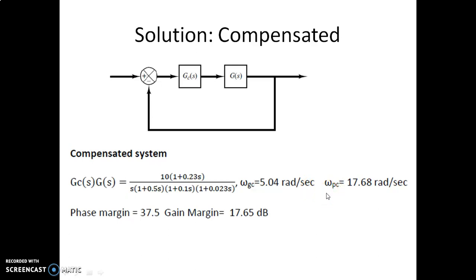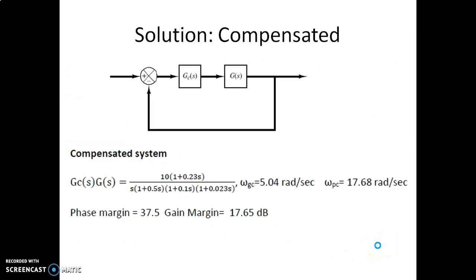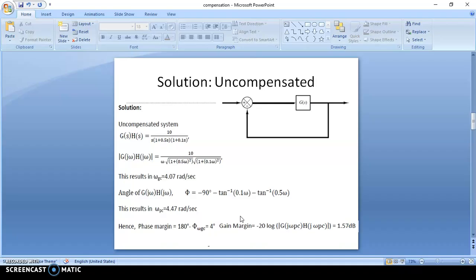The phase margin of this compensated system has improved from 4 degrees to 37.5 degrees, and the gain margin has improved from 1.57 dB before compensation to 16.25 dB after compensation. So let us use the 20-sim simulator for the same and verify them.